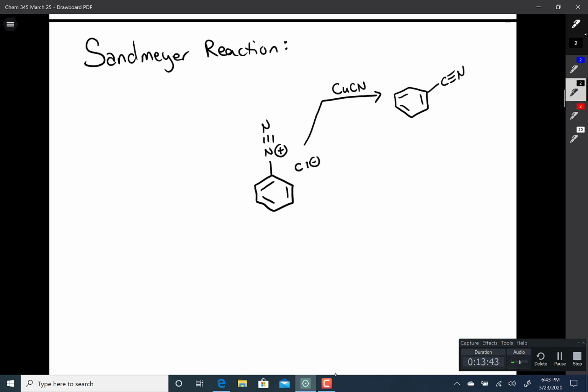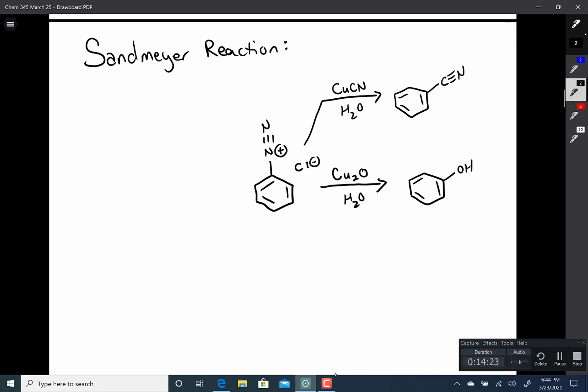And this is the only way that we have to install a nitrile directly onto a benzene ring in this class. You could also add copper oxide, and all these reactions are done in water. If you don't include water, that's okay. But if you do it with copper oxide in water, you can replace the diazonium with an OH.